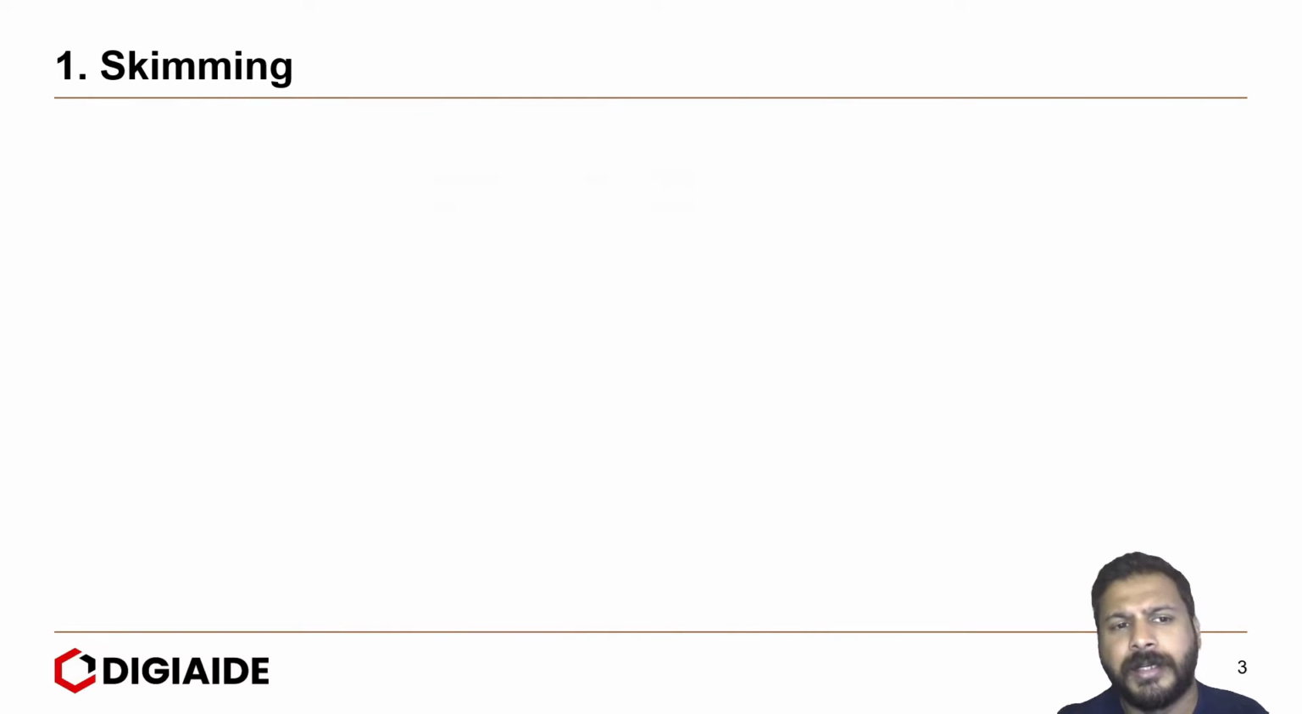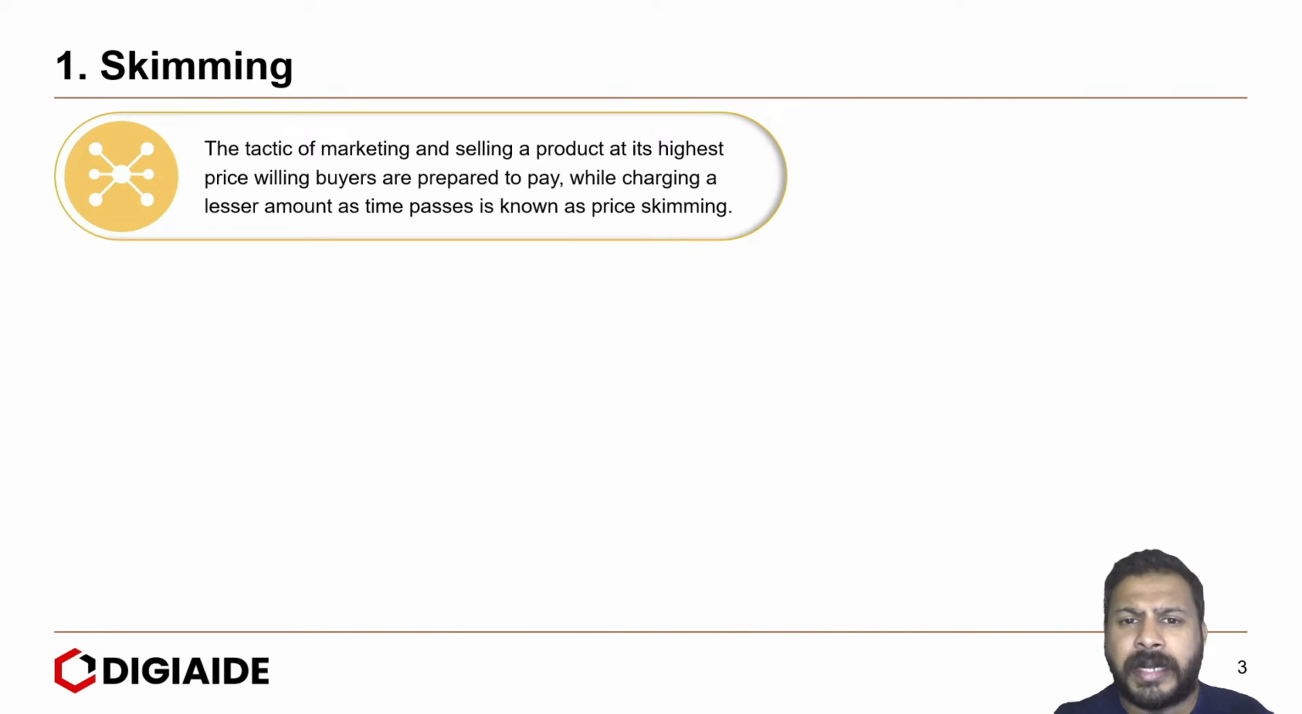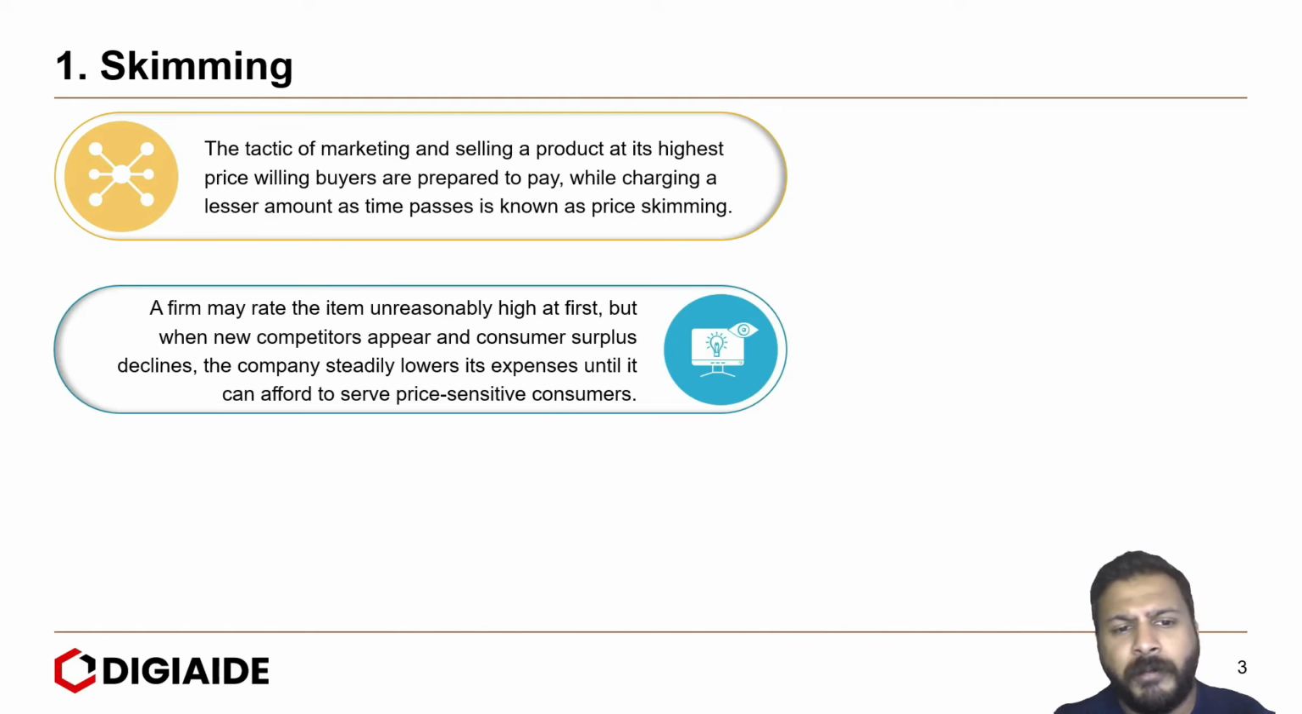that is skimming. The tactic of marketing and selling a product at its highest price willing buyers are prepared to pay while charging a lesser amount as time passes is known as skimming. It basically means introducing a product at a higher price. A firm may rate the item unreasonably high at first, but when new competitors appear and consumer surplus declines, the company steadily lowers its expenses until it can afford to serve price-sensitive customers.